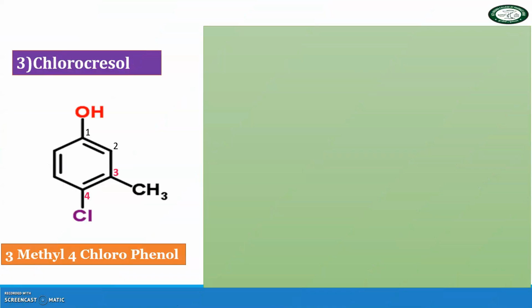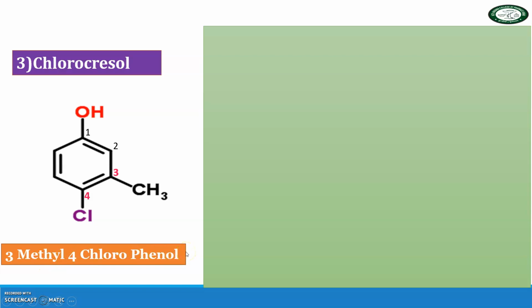Next, number 3, very important and frequently asked in the exam: draw the structure of chlorocresol. The structure of chlorocresol contains 3-methyl 4-chlorophenol. As we see in the structure, numbering starts from 1, the hydroxyl group, number 3 is the methyl group, and number 4 is the chloro. So the chemical name of this structure is 3-methyl 4-chlorophenol.